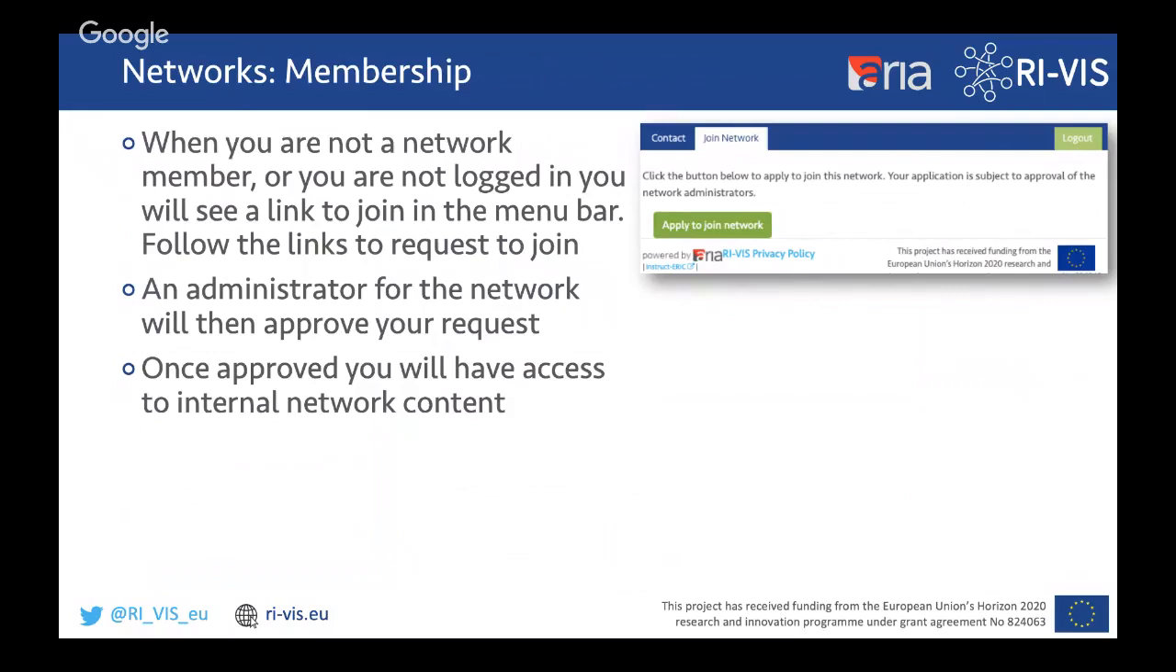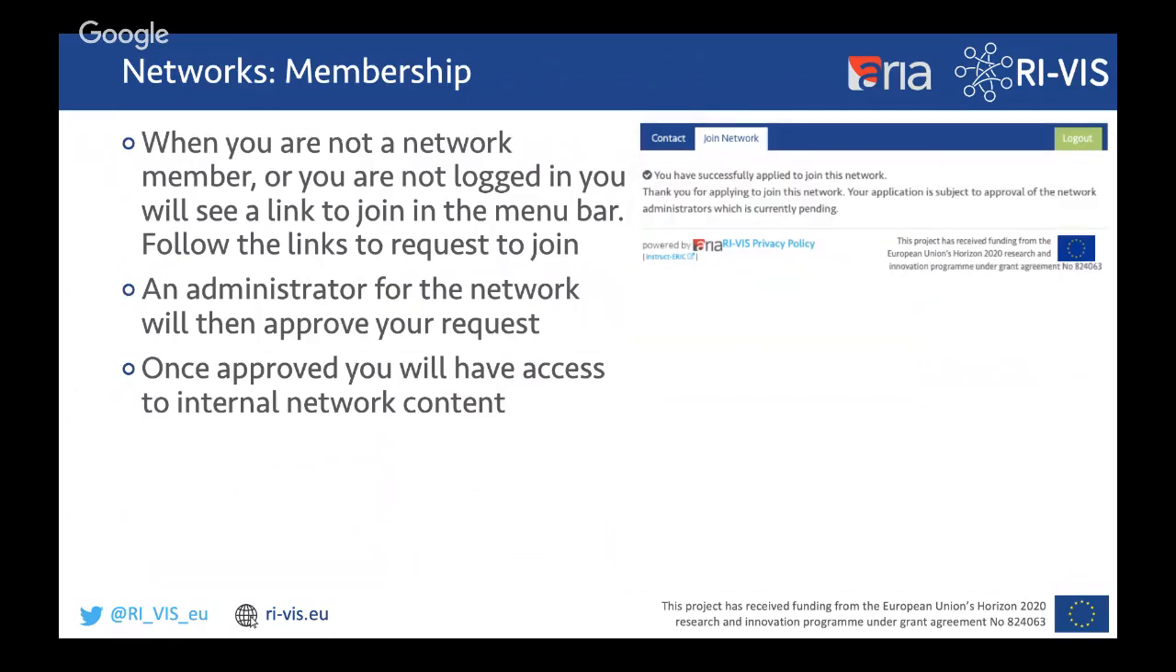To access restricted network content, you need to be a member of a network. When you're not logged in, or if you're logged in with ARIA but not yet a member of the network, you'll see the Join Network link in the menu bar. Clicking this will present you with a button to apply to join the network. You'll be prompted to log in if you've not already. After clicking the button, you'll see this message saying that you've successfully applied to join the network. At this point, an administrator will need to approve or reject your membership request.